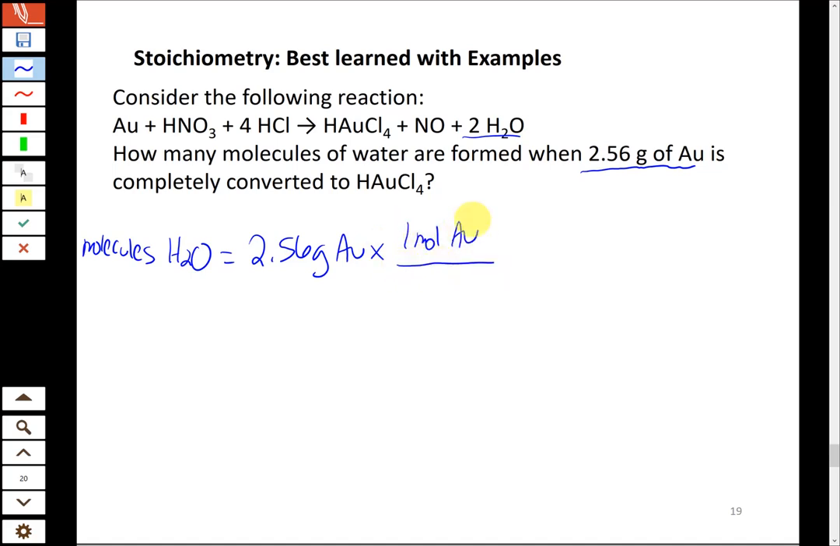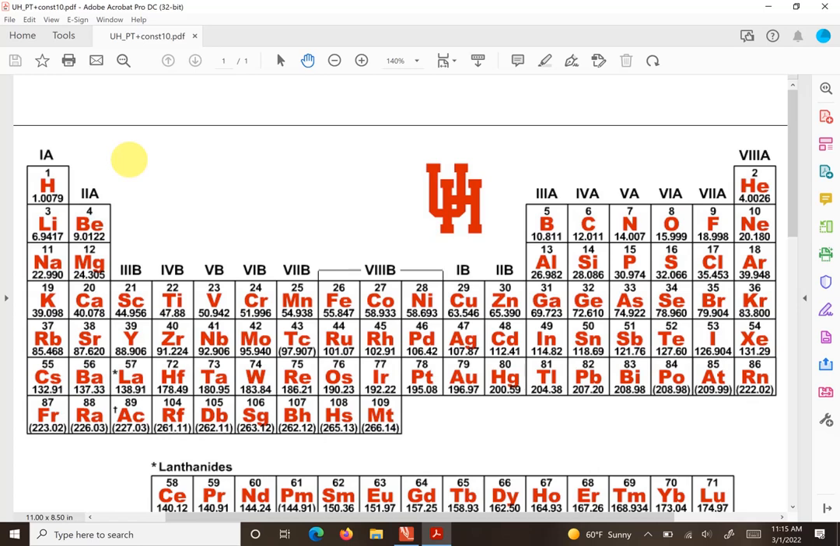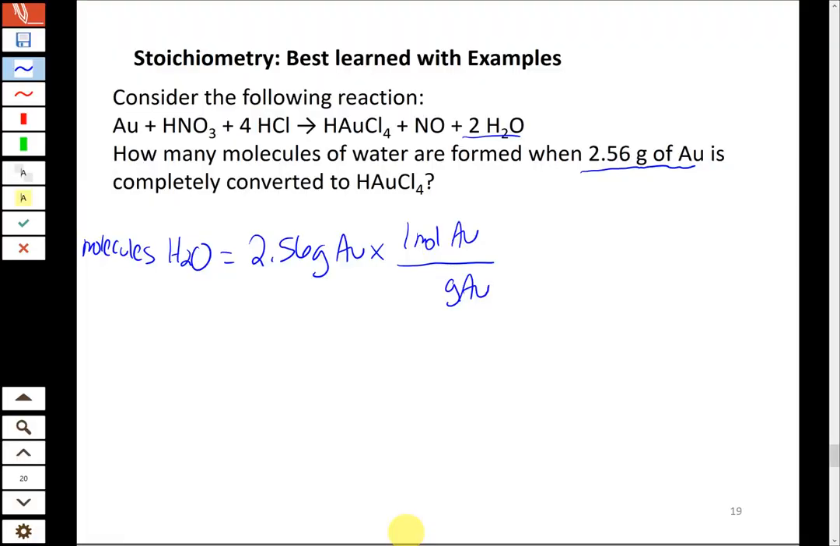So we know that to convert grams into moles, we just have to divide by the atomic mass. In this case, it's an element, so we have to go to the periodic table for that. Gold is here, 196.97. Okay, so that's the atomic mass of gold. So we're going to divide by that number, and that gives us moles of gold. What we're looking for is molecules of water, so we're still not there yet.